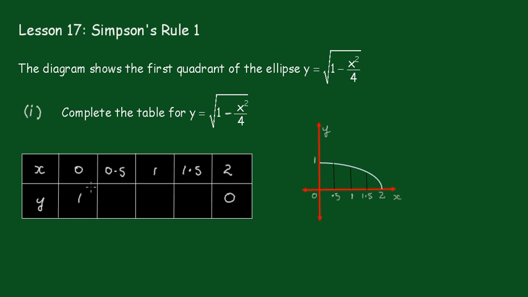So it's going to be 0.968, and this was equal to 0.866, and this was equal to 0.661.